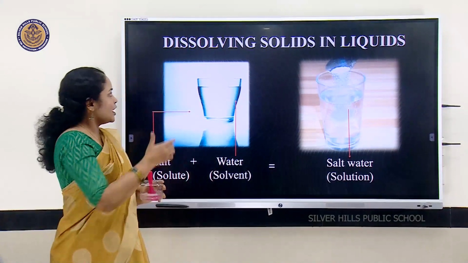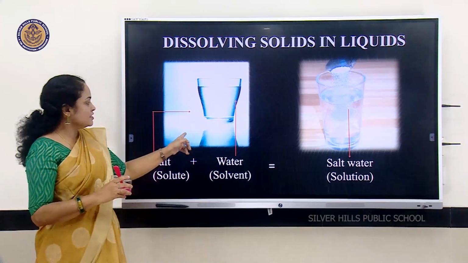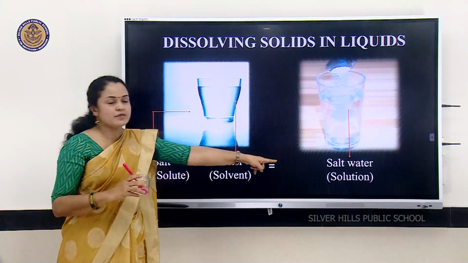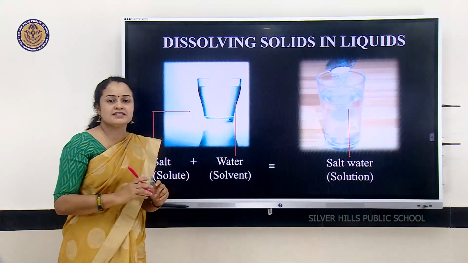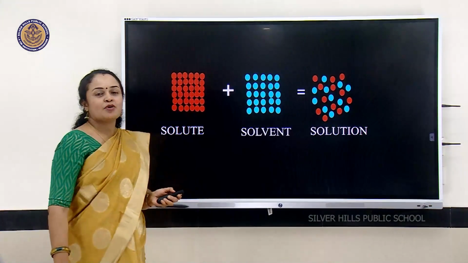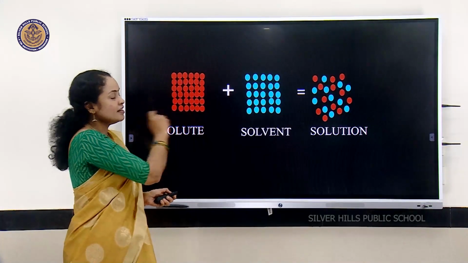Now see, the same thing I have shown in this slide also. Salt plus water. Here this is salt, and when you put the salt in the water, it becomes salt water, which is known as the solution. See what is happening? This is how the particles get arranged when a solute is mixing with the solvent.